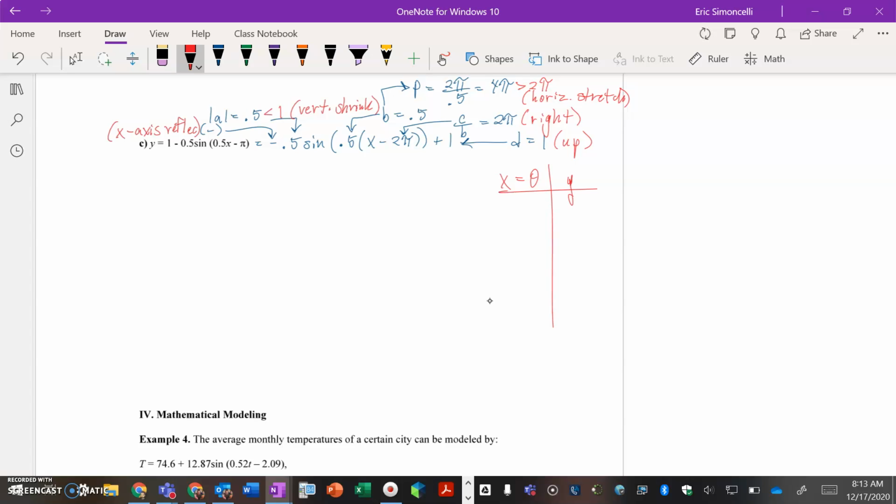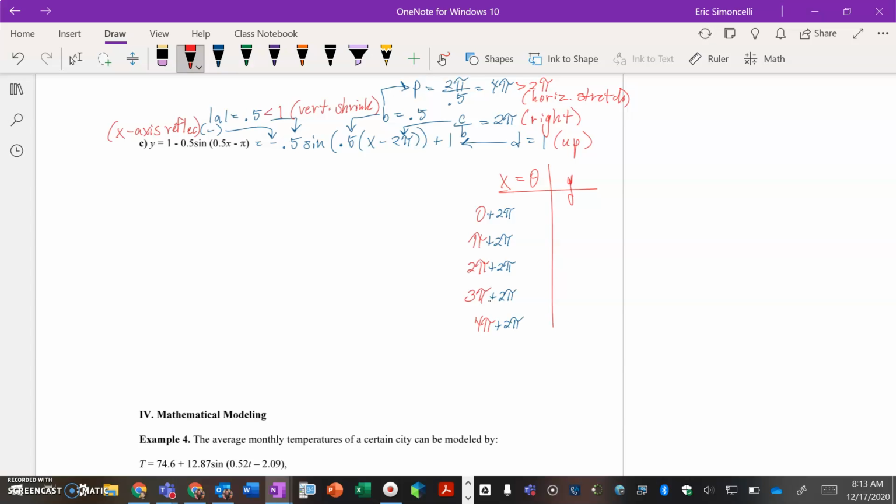And again, noting our period is 4 pi, we'll go from 0 to 4 pi. And notice, cutting it in half ends up being 2 pi, cutting that in half, pi, up by 1 pi, 2 pi, 3 pi, 4 pi. Because I'm shifting it to the right, I'm going to be adding 2 pi to everything. You still only need 5 key points when you do it this way.